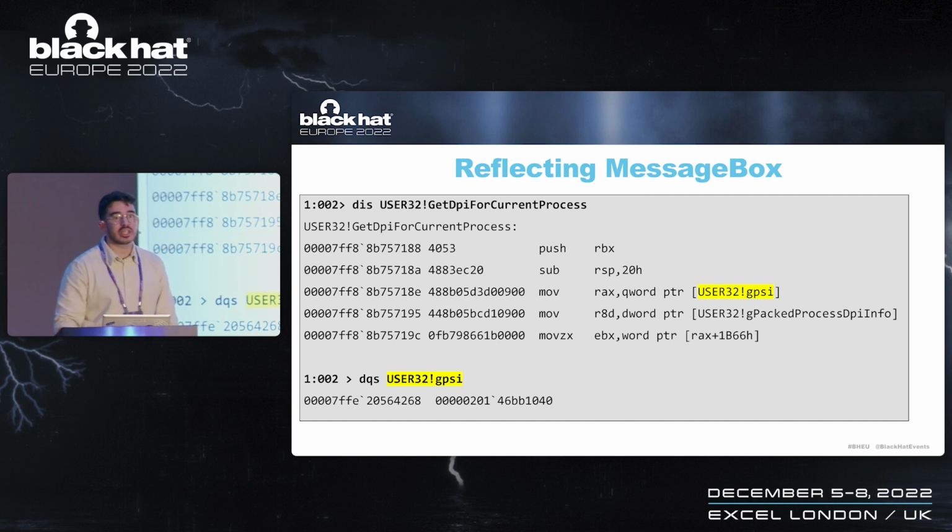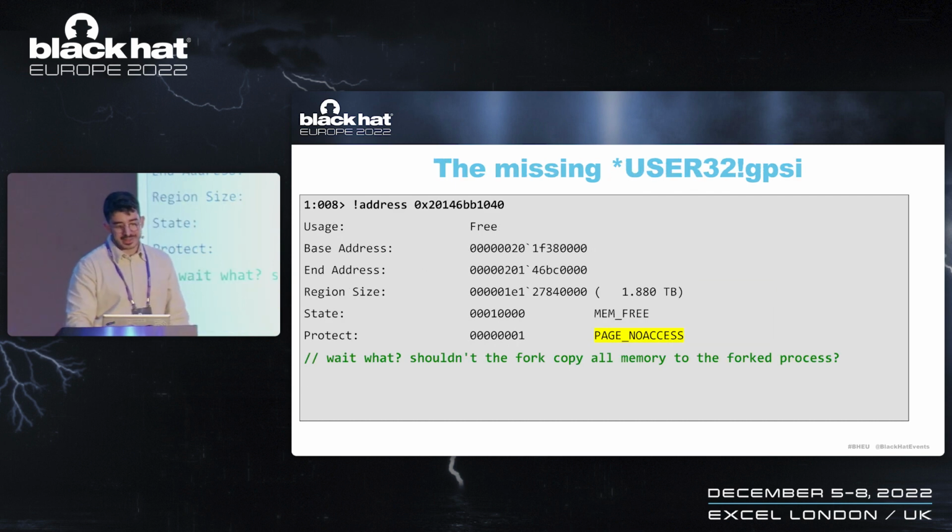And when I'm checking the contents of the actual address in the fork child, I can see it's actually non-existing. It's a free page. So it's a surprise to me. I thought that the fork should copy the entirety of the memory of the parent. So what happened to this address?